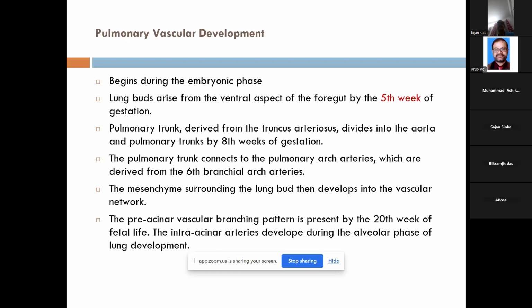A little bit about the vascular development. It starts from the embryonic phase. The lung buds arise from the ventral aspect of the foregut around the 5th week of gestation, and the pulmonary trunk is derived from the truncus arteriosus, which divides into the aorta and the pulmonary trunk around the 8th week of gestation. The pulmonary trunk then connects to the pulmonary arch arteries, which are derived from the 6th branchial arch arteries. And this is how the development of the vessels happens. Regarding the mesenchyme, the pre-acinar stage is around the 20th week, and the intra-acinar arteries develop during the alveolar phase of lung development.